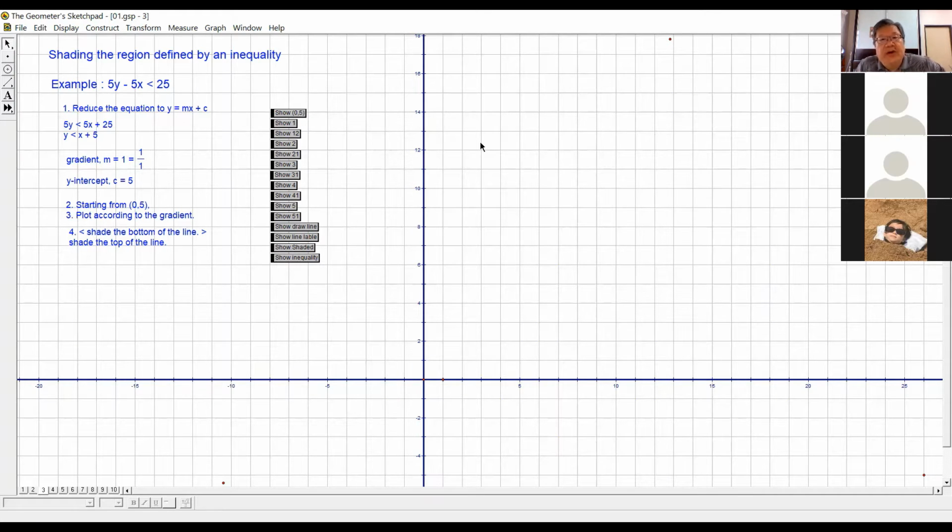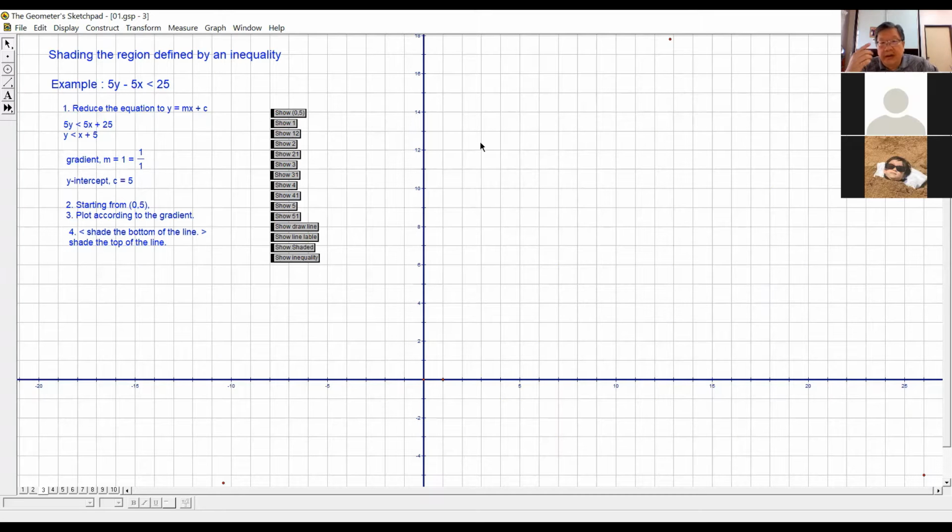The reason is that when you have 2 points and then you join up the line, our eyes can be deceiving us. If our eyes are a little off, we draw the wrong line, and then you get the wrong points. So I'm going to show you one method on how to draw the line accurately.